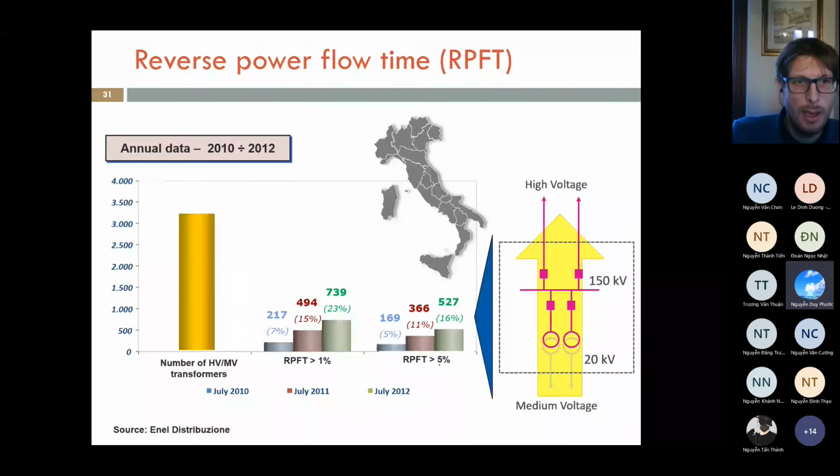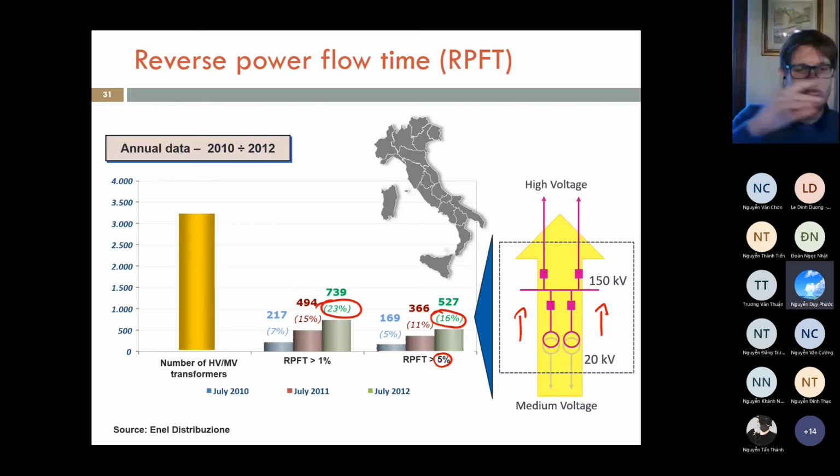Here you have, for the case of Italy, the percentage of time we have a reverse power flow in primary substations, meaning power from medium voltage to high voltage. Look, for 1% of the time in July, 23% of all primary substations faced a reverse power flow. So it's already a significant amount. If we consider instead 5% of the time, 15% of the primary substations faced a reverse power flow. So one of the issues in terms of system hosting capacity of renewable energy sources is the reverse power flow: the flow goes not from high to medium, but from medium to high.